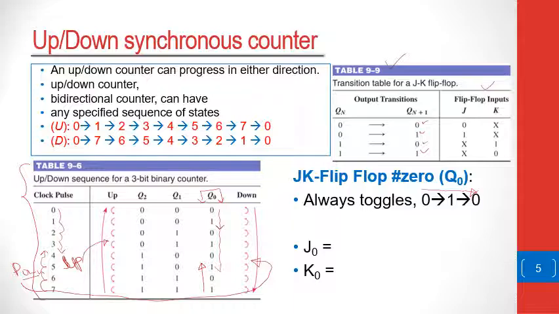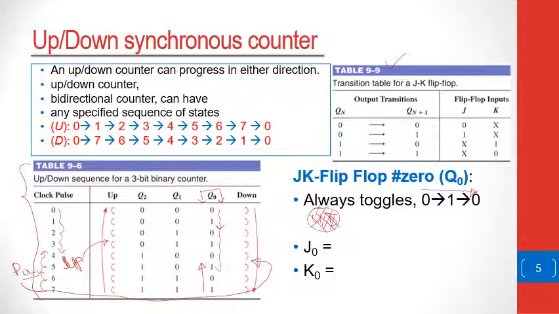The direction of the count doesn't matter. So whether it's counting up or down, it doesn't matter. What matters is that the counter itself will always be changing from 0 to 1, 1 to 0, in spite of the direction of the count. So in this case we can observe what seems to be happening.